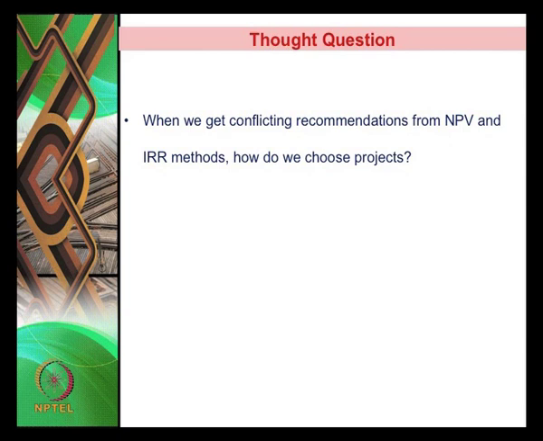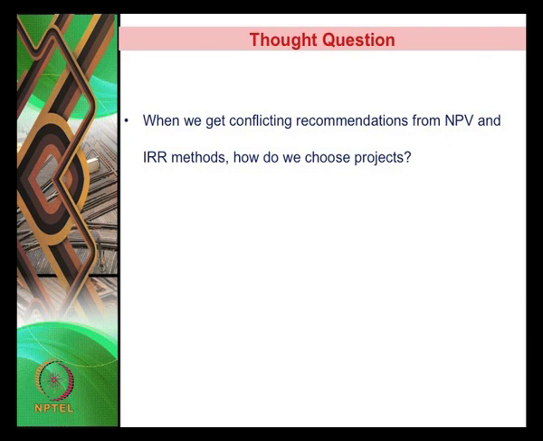So far we have been looking at different ways of evaluating a capital budgeting project, and we talked about the NPV method, the IRR method, and so on. So the question for you is, when we have conflicting recommendations from the NPV and the IRR methods, how do we choose the projects?